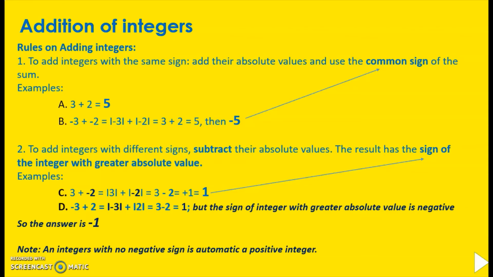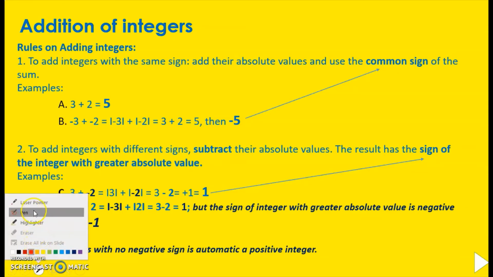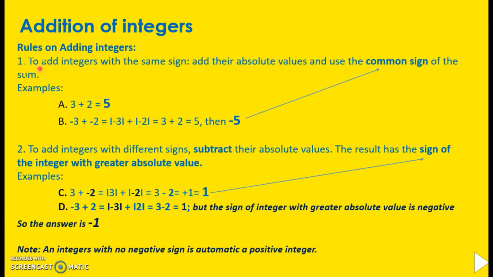When we talk about integers, on the latter part, there were positive and negative integers, including zero as neutral. So in adding integers, there are two rules that we have to follow. The first one is to add integers with the same sign. All you have to do is add their absolute values and use the common sign for the sum.